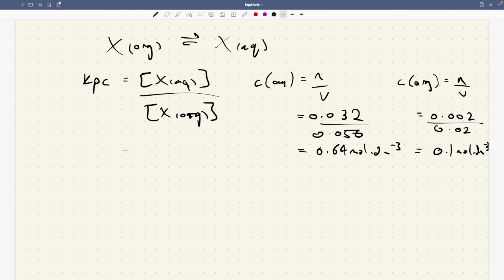We can now get the partition coefficient by getting our value for the aqueous, dividing it by the organic. So that's going to be 0.64 divided by 0.1, sorry. And that will give us an answer of 6.4.